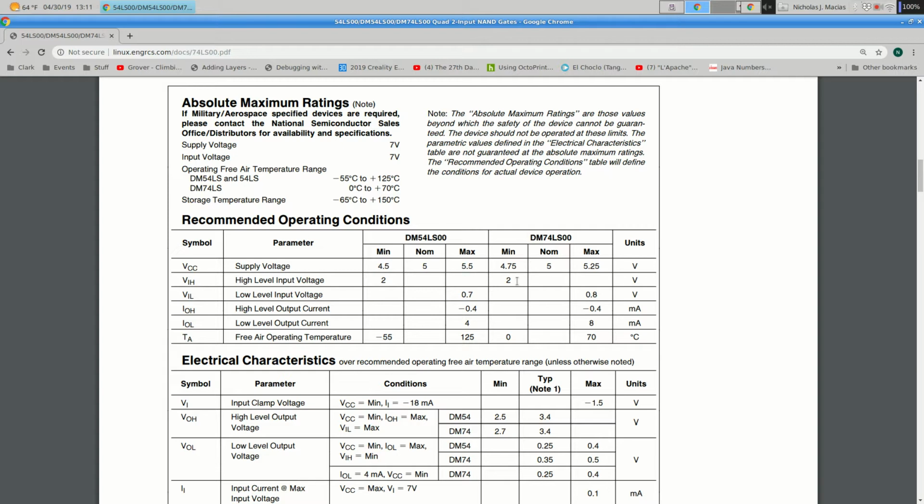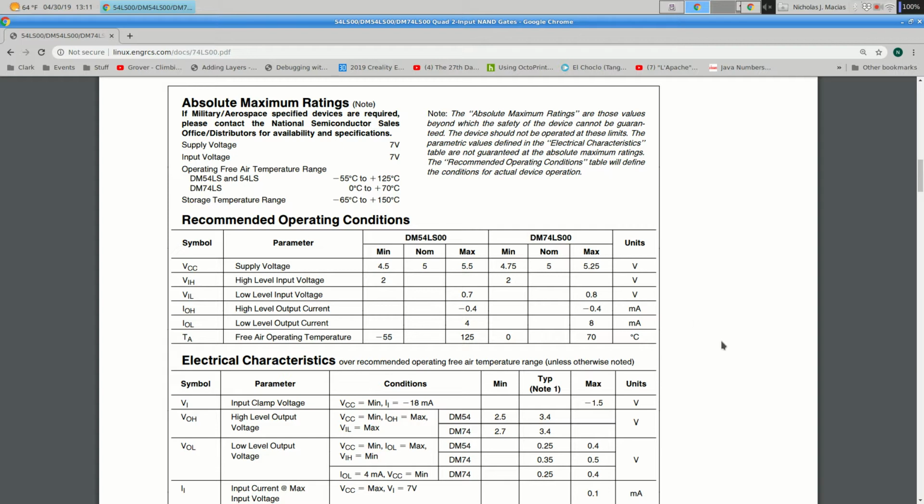Logic 1 input level to be high has to be at least 2 volts. It's supposed to be 5, right? 5 is a 1, 0 is a 0. But if you put in 2.5 volts, that's going to be a logic 1. It may be that if you put in 1.5 volts, that could also register as a logic 1. But if it's at least 2 volts or higher, it's guaranteed to be a logic 1.